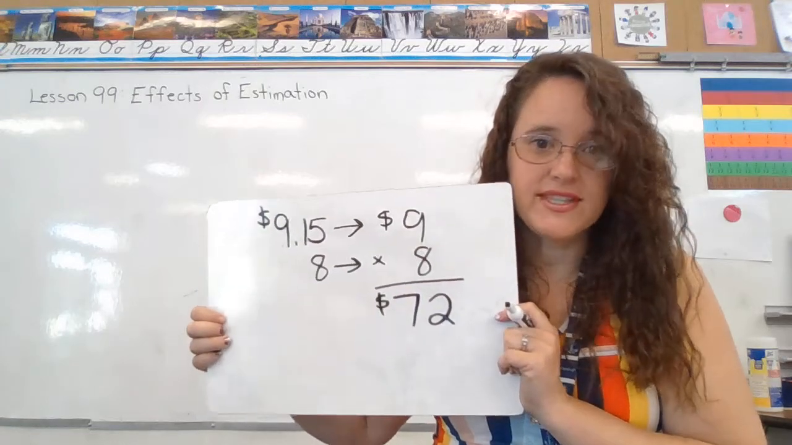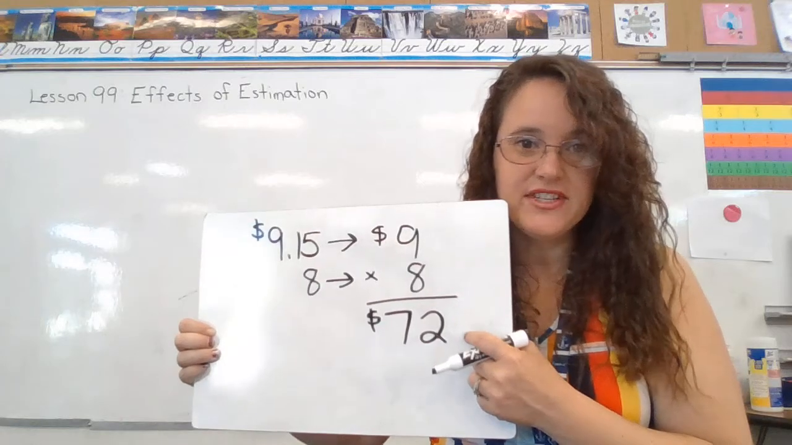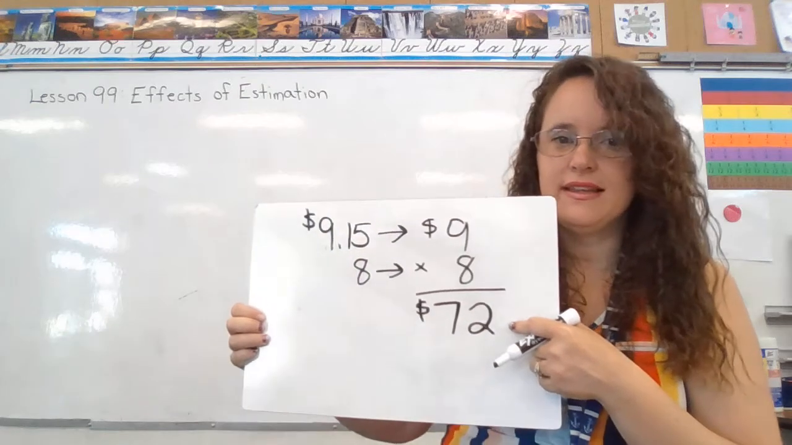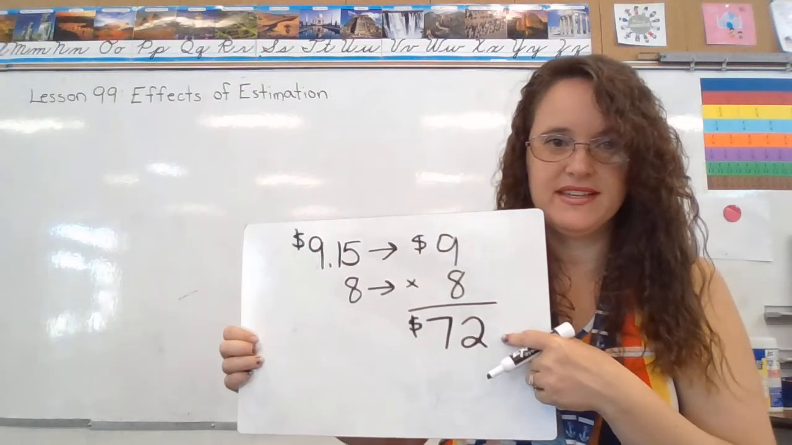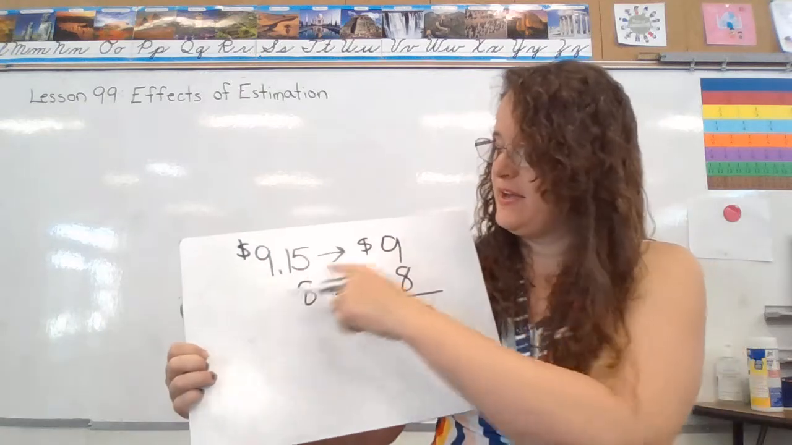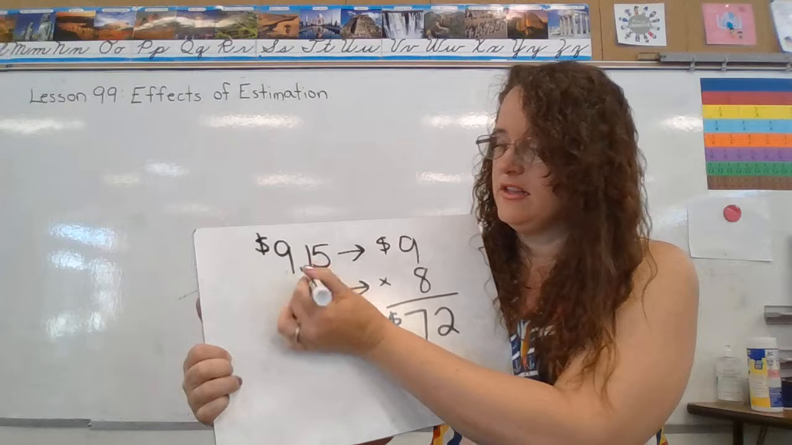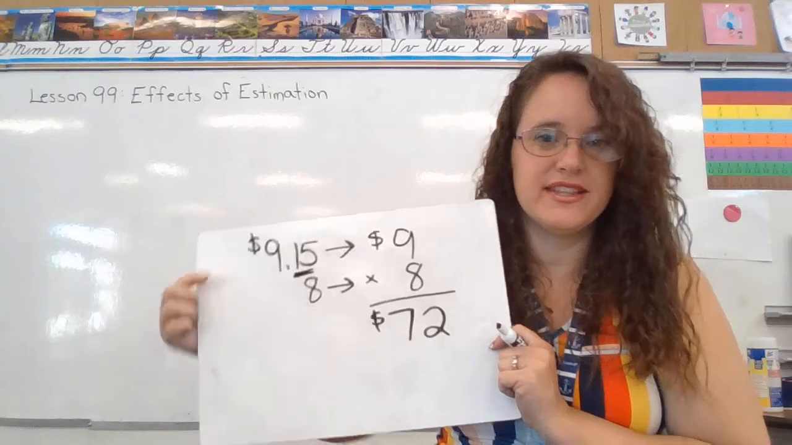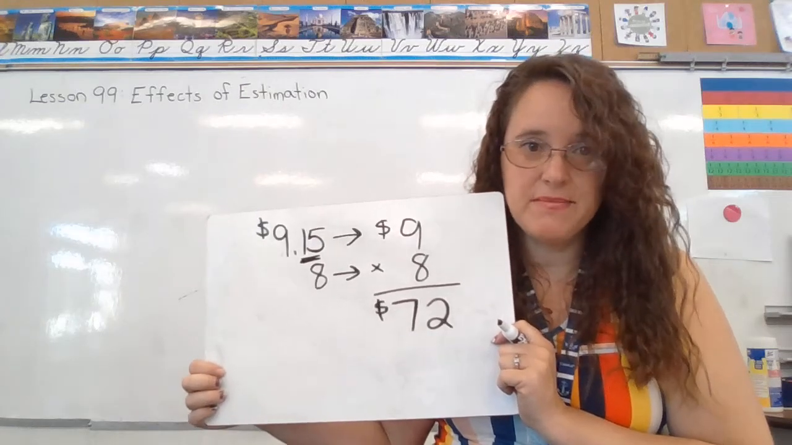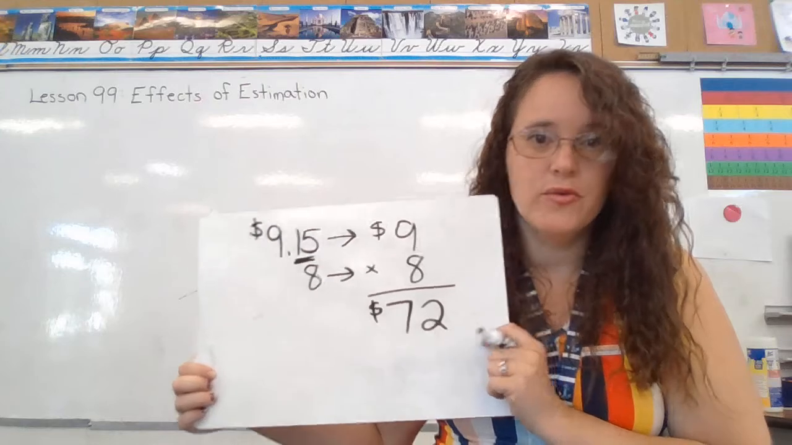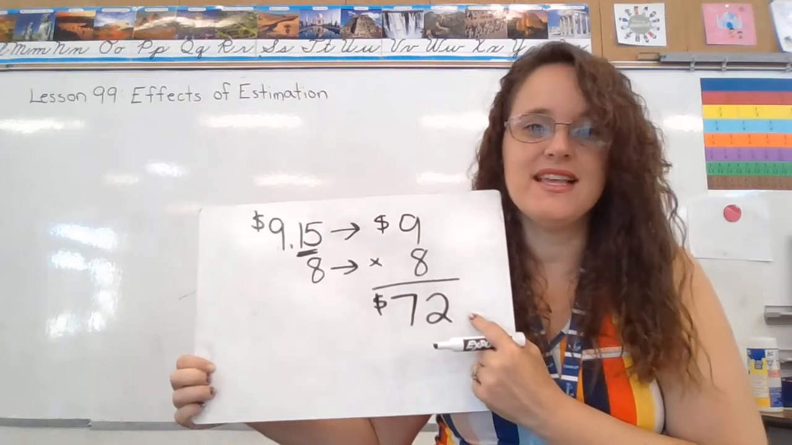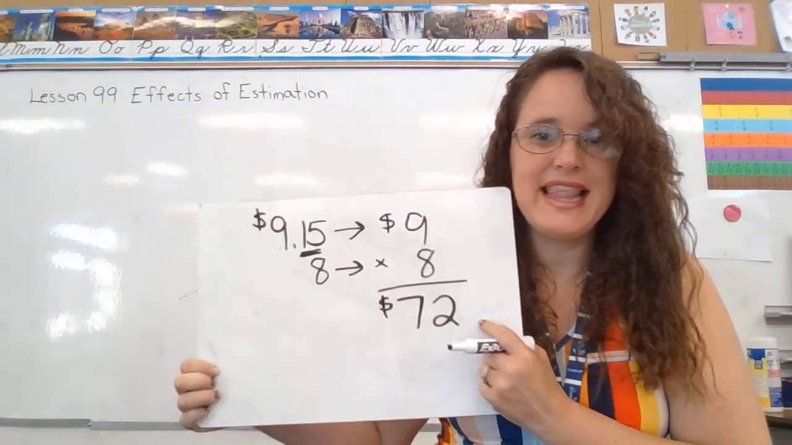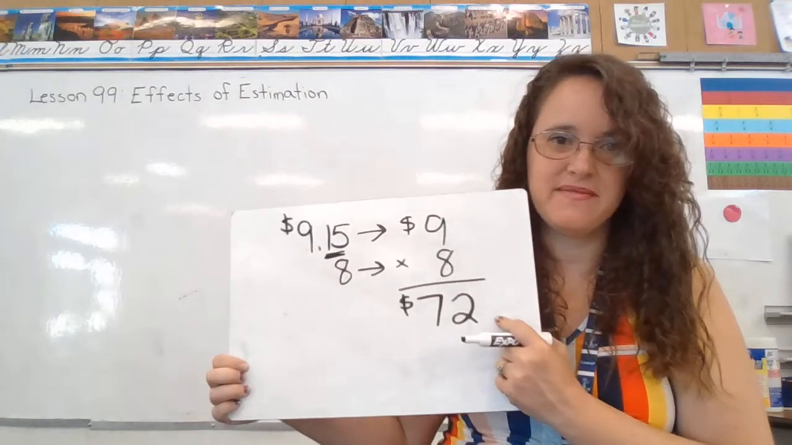Now you have to also say, is this estimate, is this $72 a little bit more than what he actually makes? Or is it a little bit less than what he actually makes? So in this case, I rounded down. I didn't include those 15 cents that he makes per hour. I only included the $9. So he's going to make a little bit more, which means my estimate is a little bit less than what he actually makes. So my estimate is less than what Tom actually makes in a day.